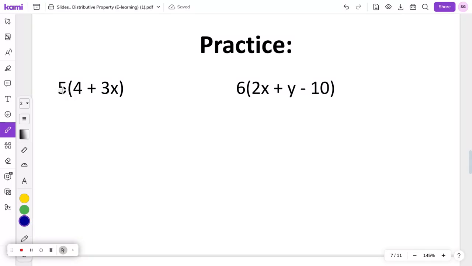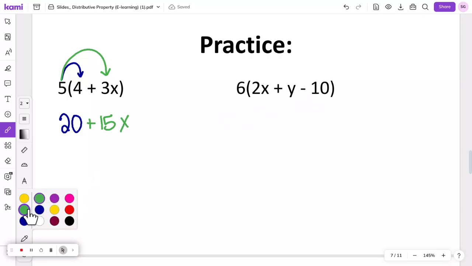For this first one, I know I want to distribute. I want to multiply the 5 with what's inside parentheses. So 5 times 4 gives me 20. And then I also need to multiply the 5 with the 3x. 5 times 3x would give me 15x.